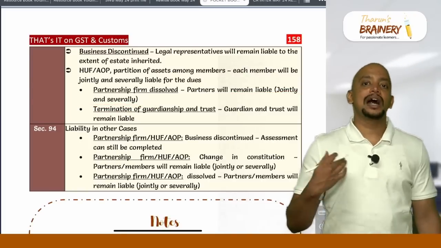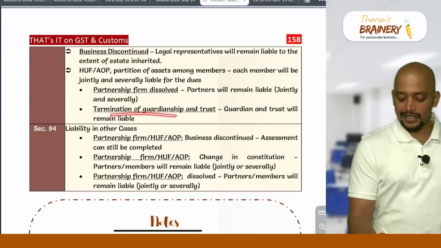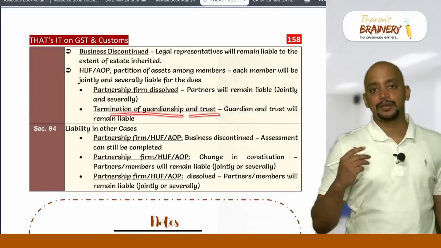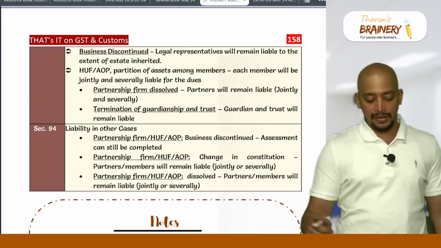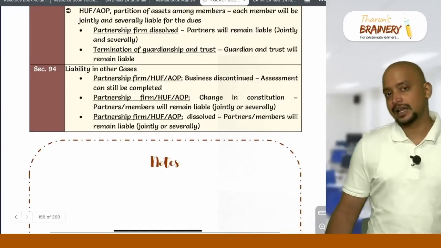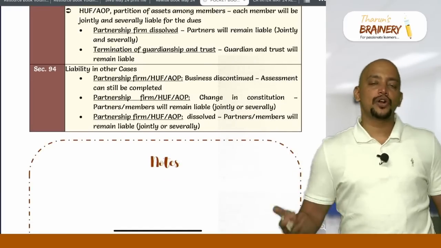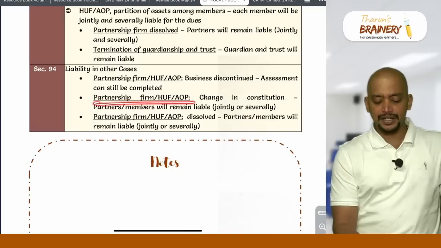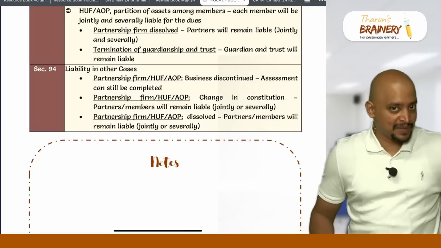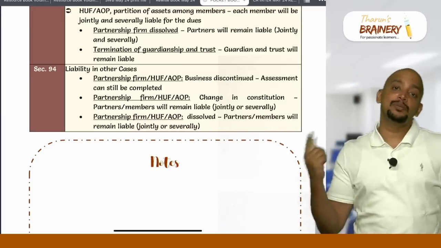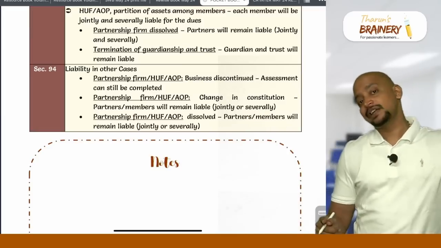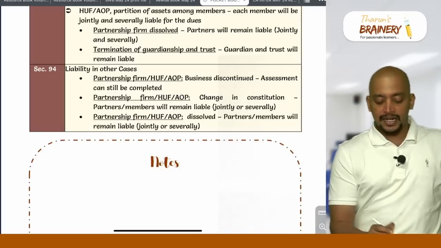Same is the case of guardianship. When guardianship or a trust is terminated, the guardian and trustee will remain liable. Then liability in other cases: if there is a change in constitution of the partnership firm, that is, a newly admitted partner, that newly admitted partner will be liable for dues even before the date he was admitted as the partner.